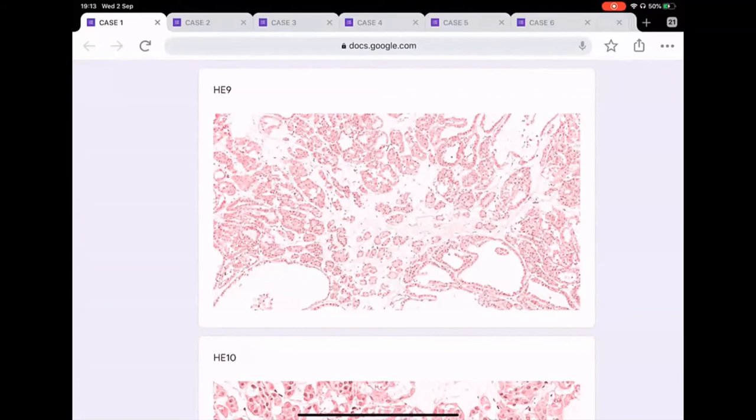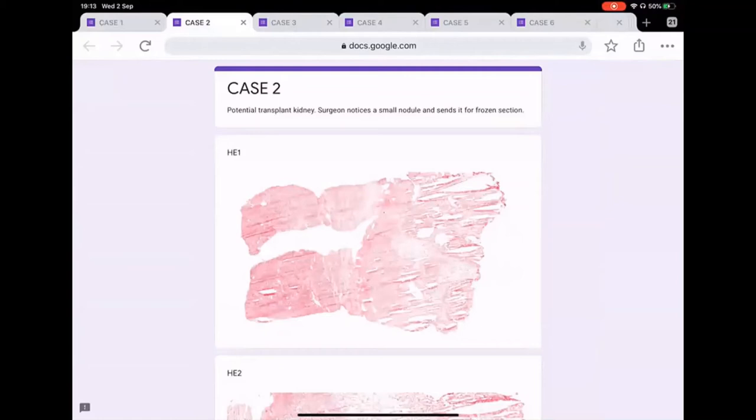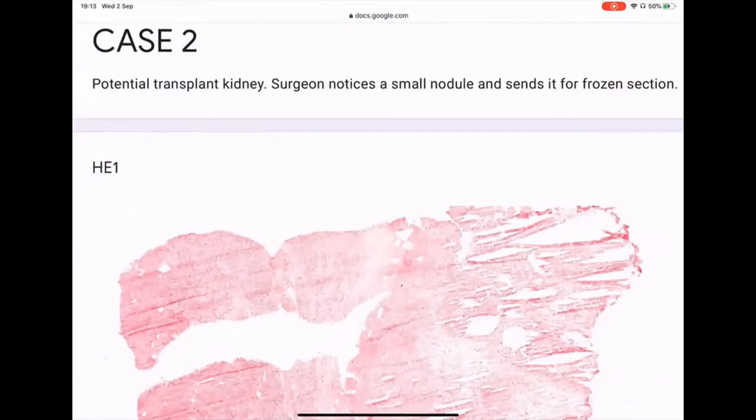But anyway, we will go to another case. This is another case now. You can see it on the screen. This is another kidney case. This is a potential transplant kidney again. The surgeons noticed the nodule and sent it for frozen section.